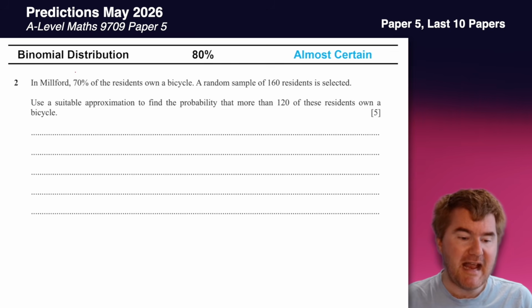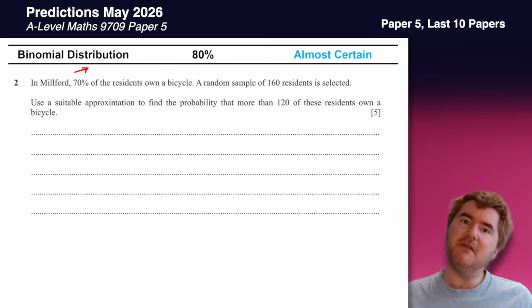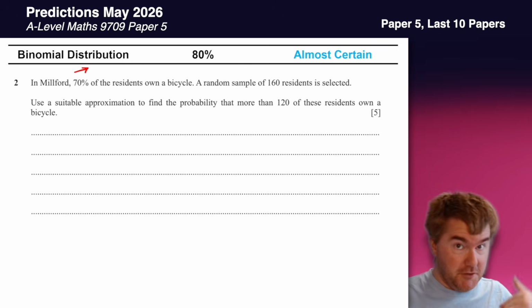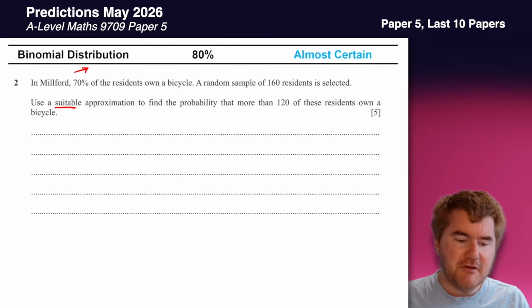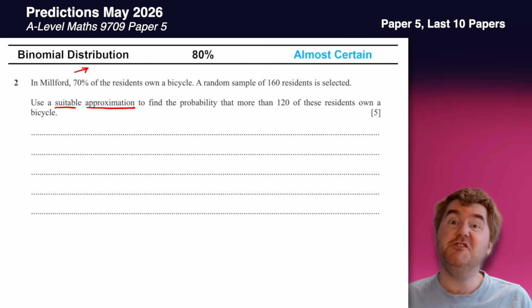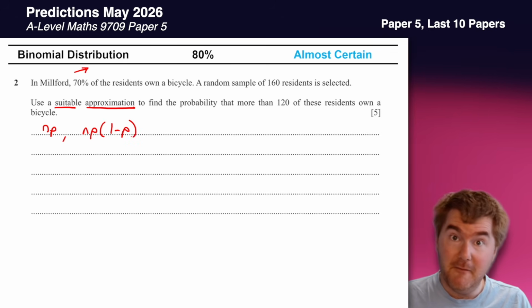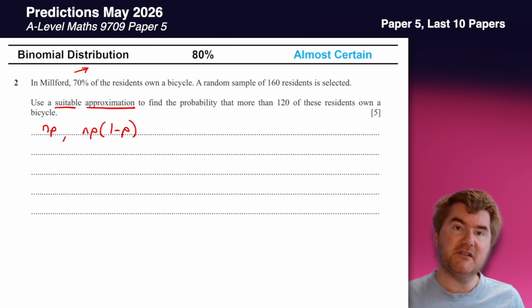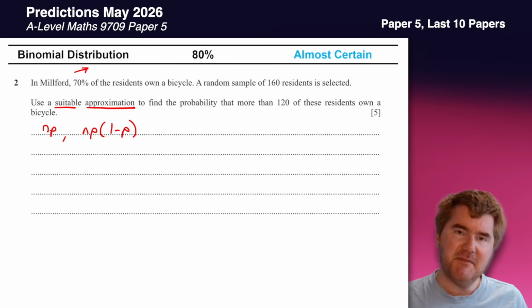Binomial distribution here at 80%, which is a little bit of a misnomer. So what I mean by that is sometimes you do have a standard binomial distribution question, but this is an interesting one to be aware of. They love these suitable approximation questions. So you're using your knowledge of np and np(1 minus p) for expected value and variance. And then you use the approximation of the normal distribution and do something called a continuity correction to then work with it further. So sometimes it's a mixture of binomial distribution and normal distribution.